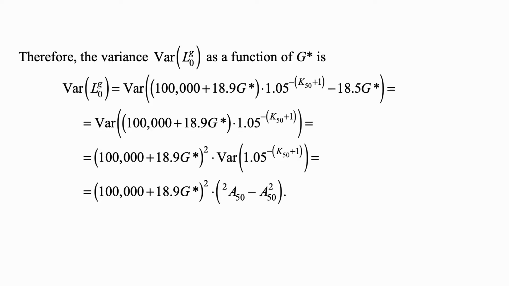Therefore, the variance as a function of G star is the variance of what we just calculated. Well, the constant term doesn't produce any variance, so we only look at the random part, which is the part that involves K50. And that becomes a variance of 100,000 plus 18.9 G star times 1.05 to the minus K50 plus 1. And that's 100,000 plus 18.9 G star squared times the variance of 1.05 to the minus K50 plus 1, which is the variance of life insurance issued at age 50. So it's 2A50 minus A50 squared, and of course the constant term is squared in front.